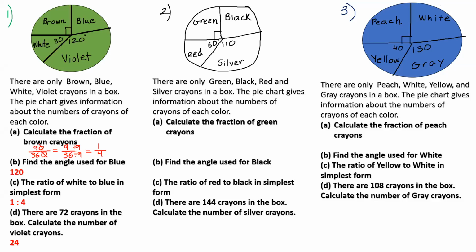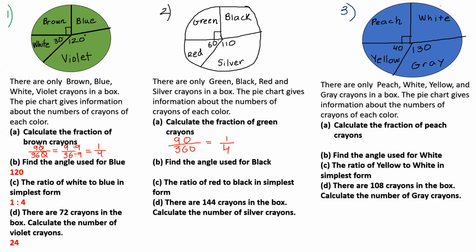Calculate the fraction of green crayons. What is it going to be? How are you going to get that? 1/4. You're going to do the same thing as for number 1. So 90 over 360. Yes, sir. Good. Joseph Kalma, where are you?